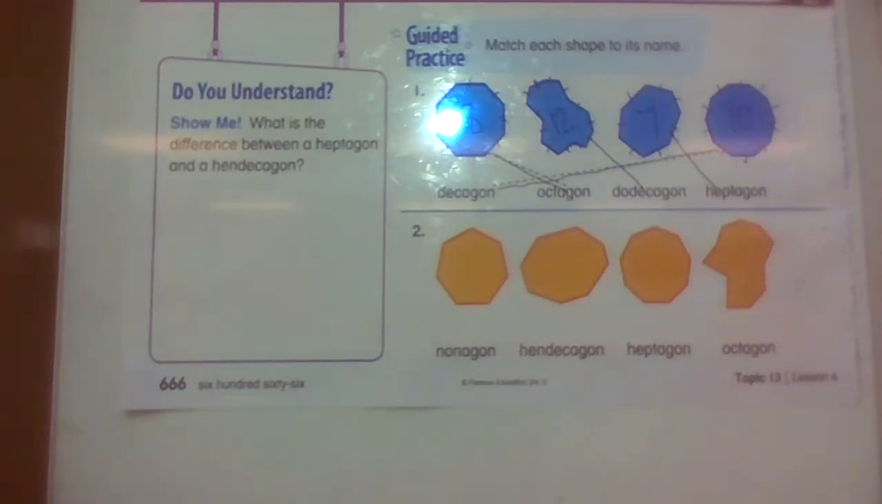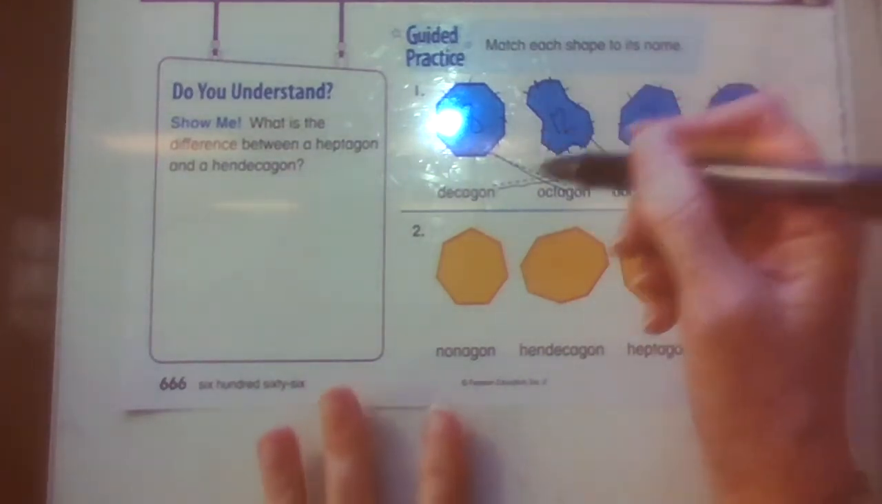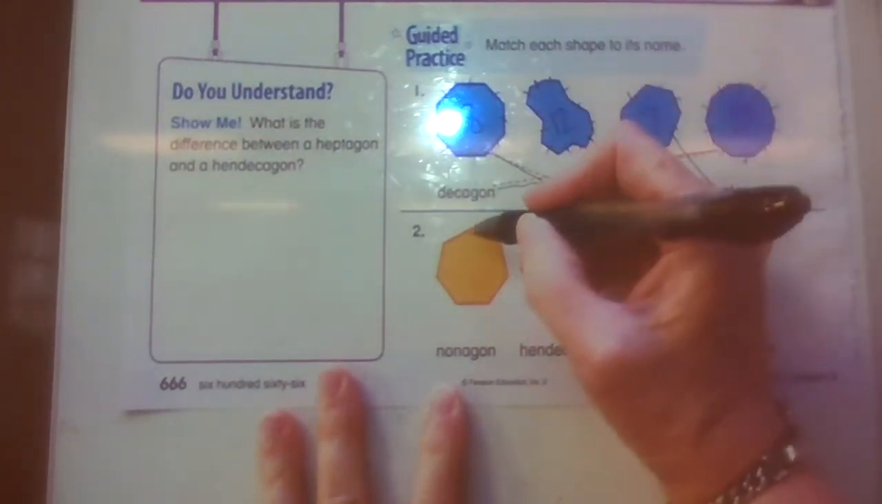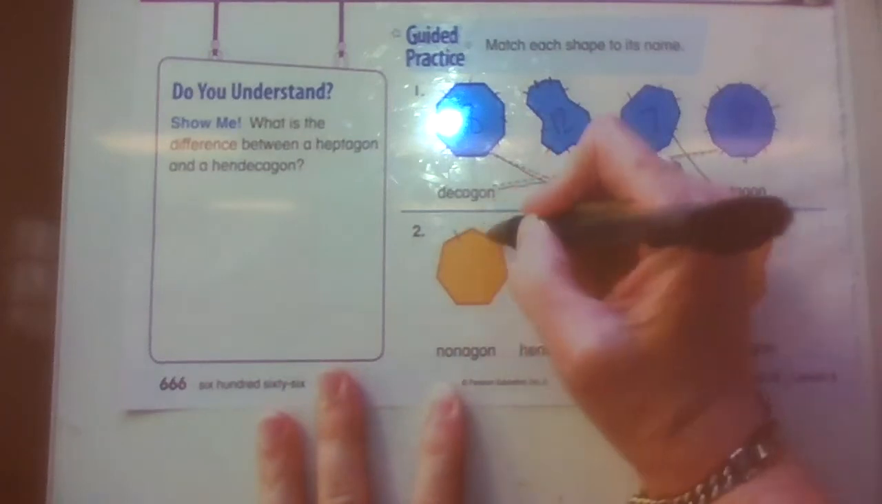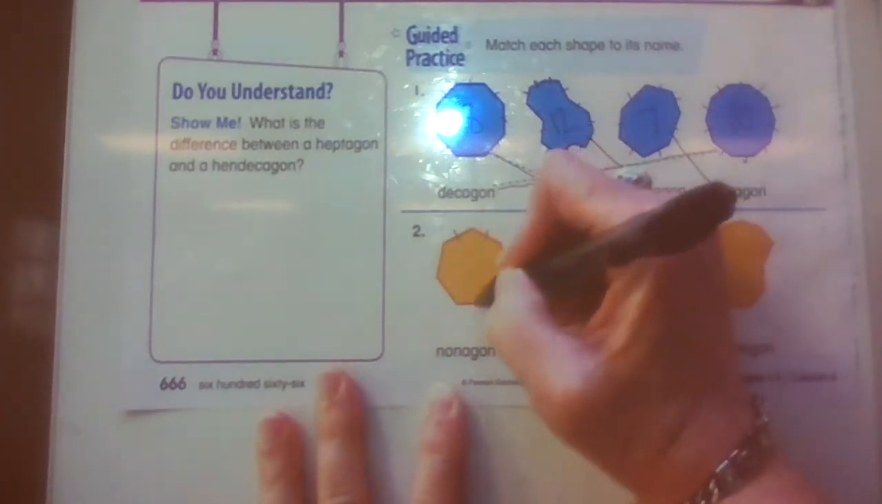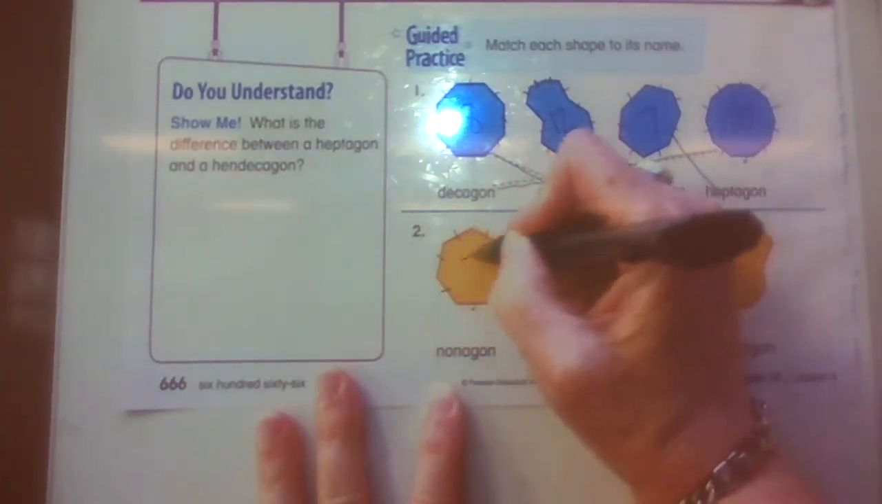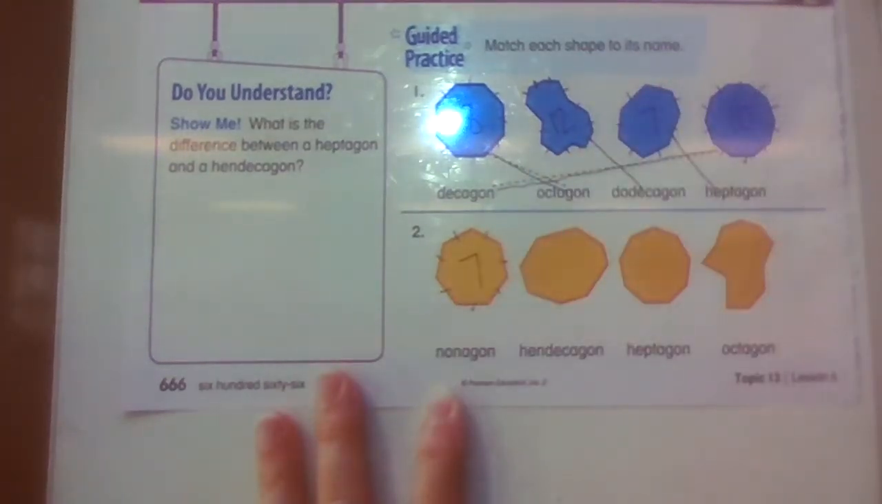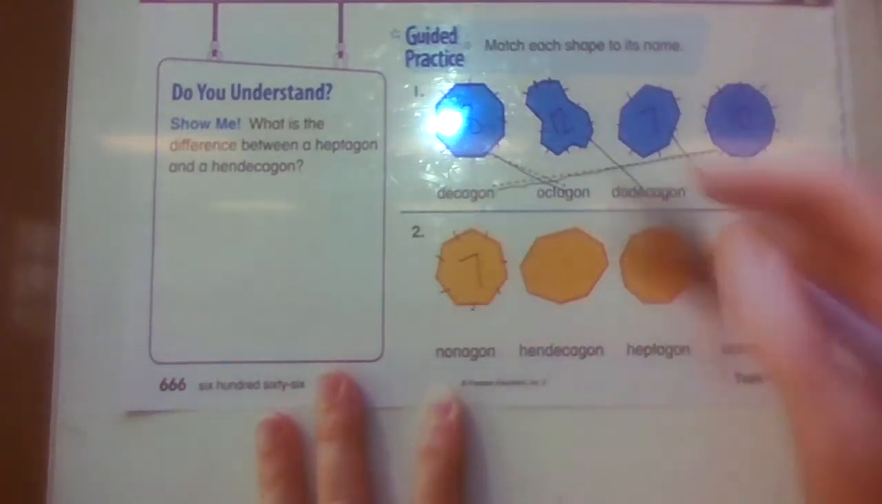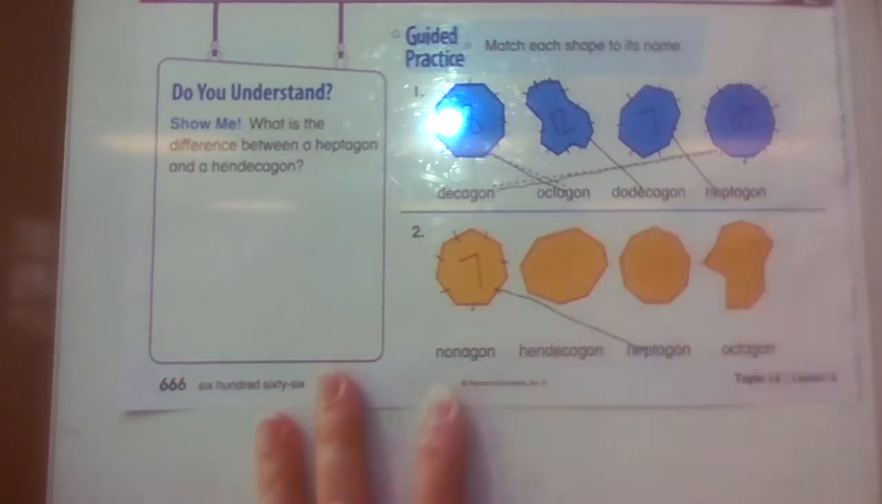All right, let's read the words together first. We have a nonagon, hendecagon, heptagon, octagon. All right, I would suggest you do this first. Start up here, start with the first shape, and let's count. 1, 2, 3, 4, 5, 6, 7. Okay, 7. 7, if we look up at the top, is a heptagon.